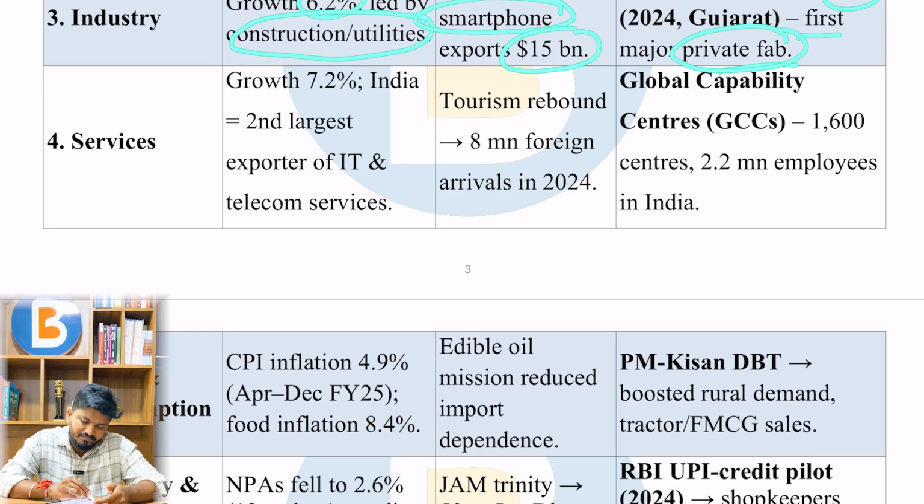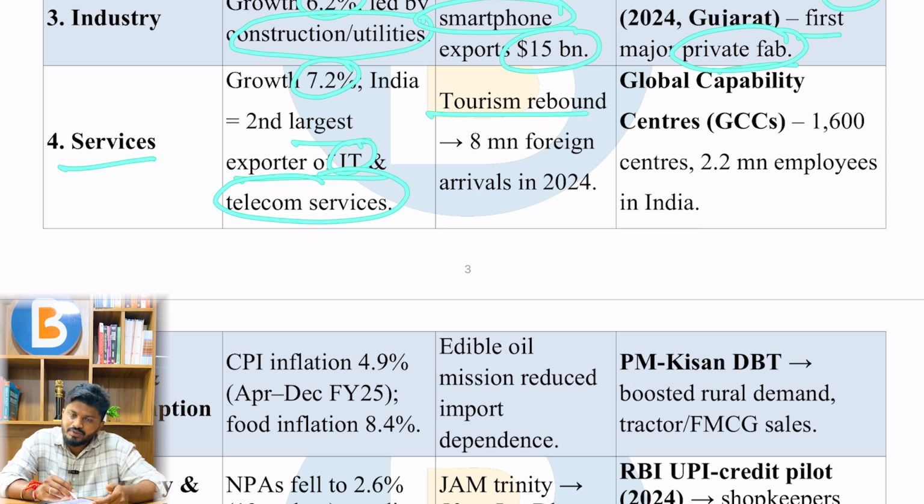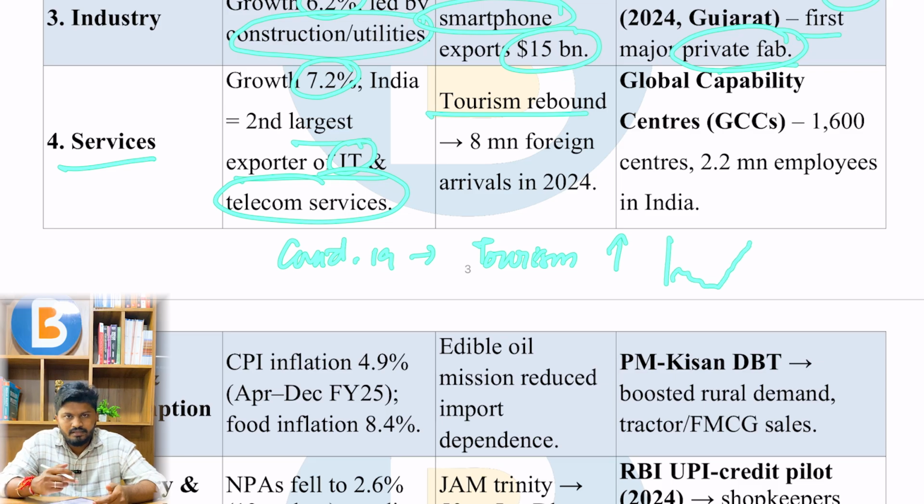Next is services, growth at the rate of 7.2%. India is the second largest exporter of IT and telecom services in the world. Next, specific data with respect to tourism rebound, because one of the major impacts of COVID-19 was on the tourism industry. Now the data shows that tourism is reviving after a downturn, regaining its footing. So that is why the tourism data is important for you.